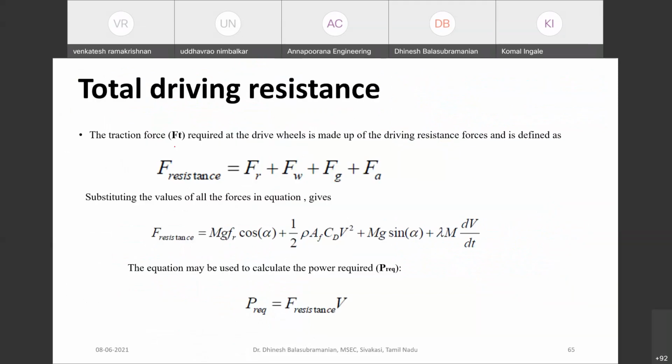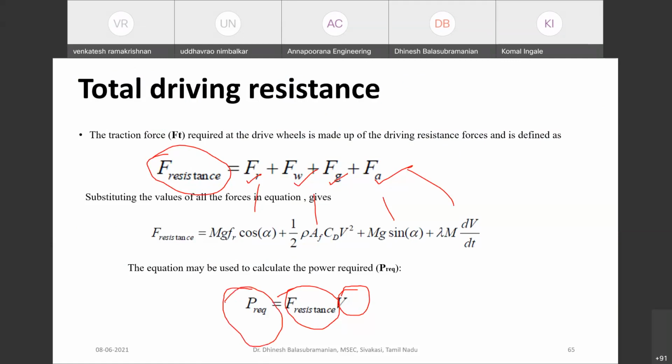The tractive force required to drive the wheels is made up of driving resistance: the rolling resistance, the aerodynamic resistance, the gradient resistance, and the acceleration resistance. The formulas for all of these are given over here, and this resistance multiplied by the maximum vehicle speed that you determine will give you the power required for propulsion. With this power requirement, you can choose your electric motor, and thereby move into the electric motor performance plot.